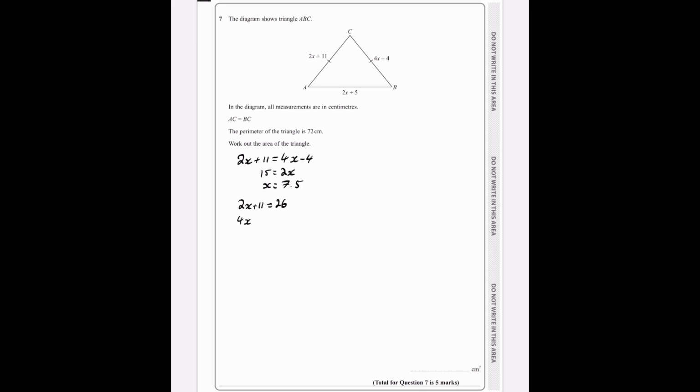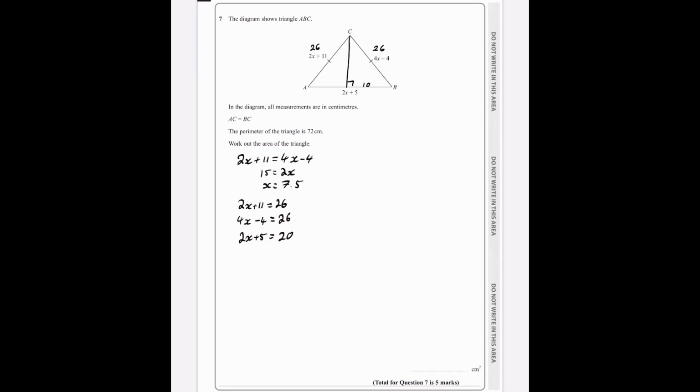So our three lengths are going to be 26, substituting 7.5 into 2x plus 11. We know the other one's going to be 26 because of the way we constructed it, and the base 2x plus 5 is 20. To find the area, well, let's construct the perpendicular height here. So I'm going to split the base into two tens.